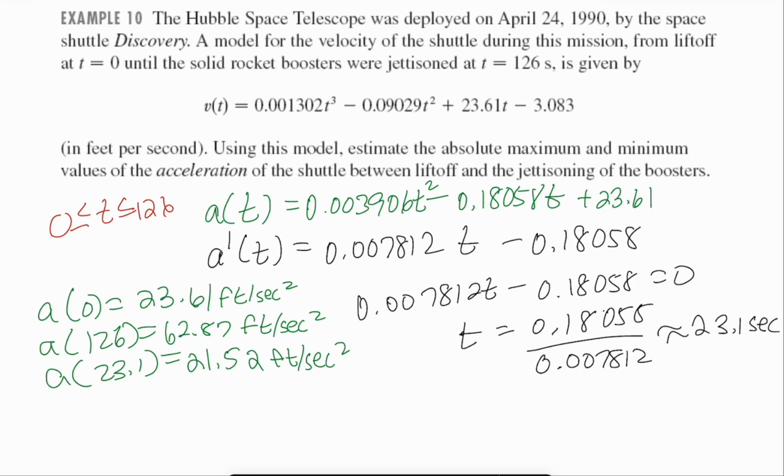So at 0, it's kind of right in the middle. At 126, it reaches its maximum acceleration. And at 23.1, it is at its minimum acceleration. Okay, so that is an example of an application of this.